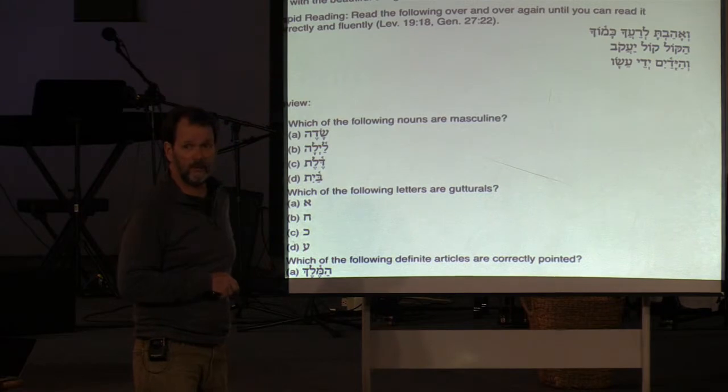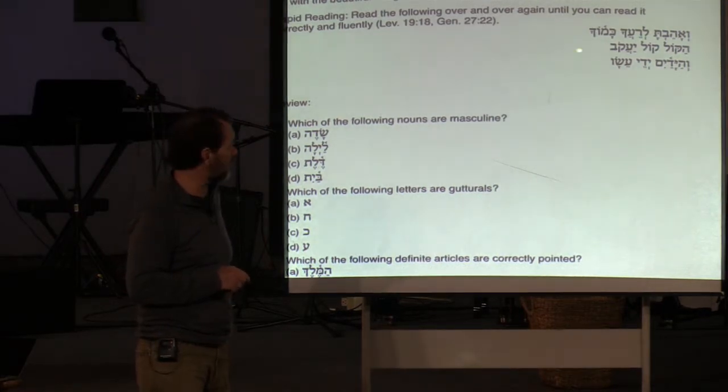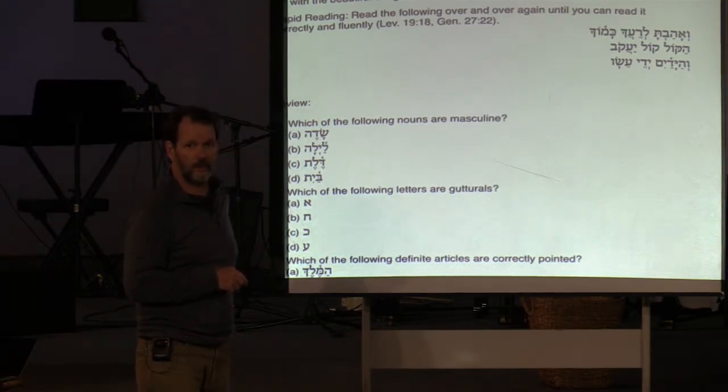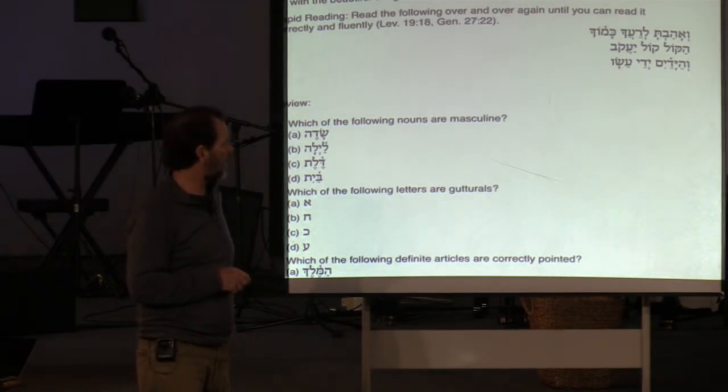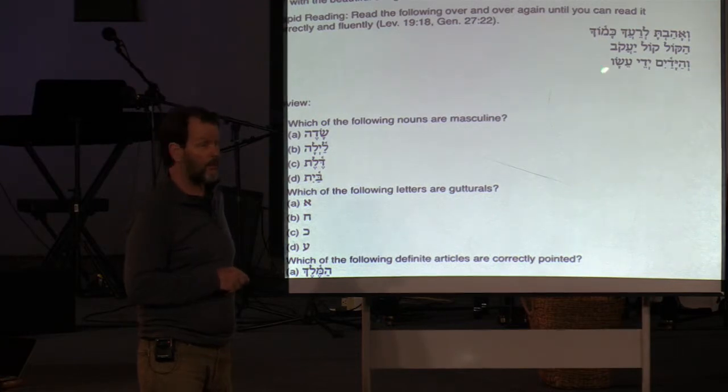Love your neighbor as yourself. That's what that is. Love your neighbor as yourself. This right here, kamucha, is like you. It would be really like you. Kamu, and the cha is second person, masculine, singular, kamucha. And you shall love your neighbor, re'ah.